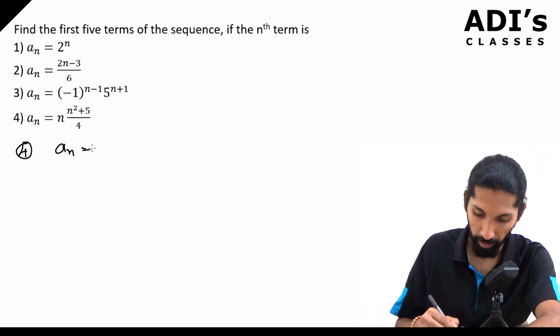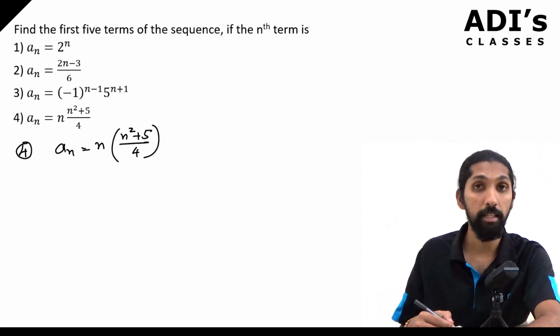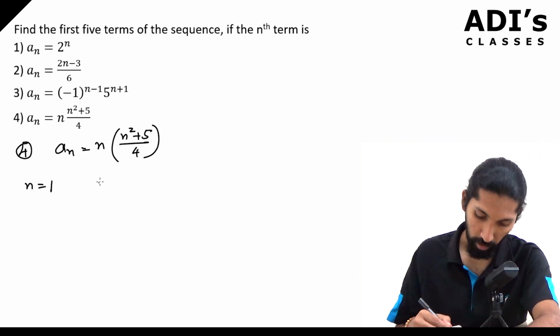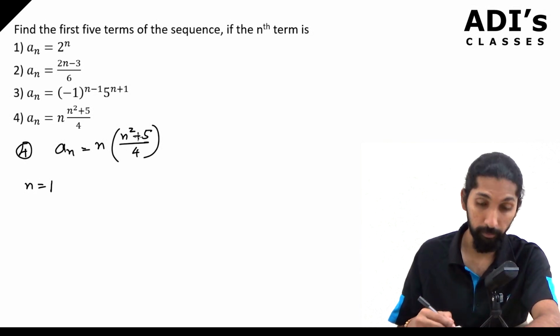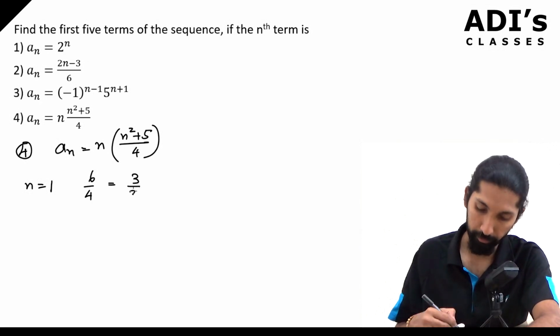a_n is equal to n times (n squared plus 5) divided by 4, correct? Let's start by taking n as 1. So if you take n as 1, you get 1 plus 5, which is 6. 6 by 4, or we can write 3 by 2. No issues.